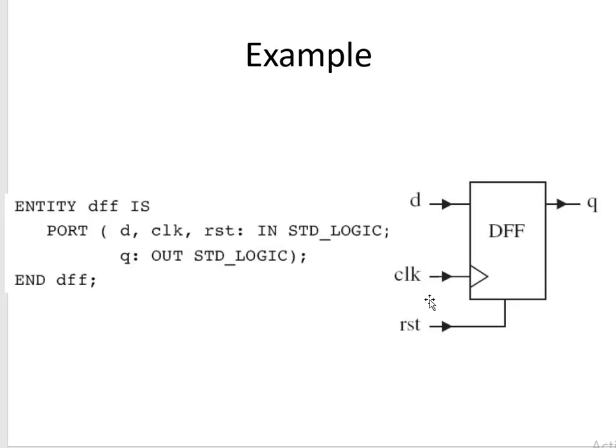We can have another example here. For example, entity of the D flip-flop, entity DFF is port. D and clock and RST, it means reset. All of them are input. And for signal type, we write STD logic. It means standard logic. Standard logic is a special logic that IEEE wrote for the VHDL coders and designers.